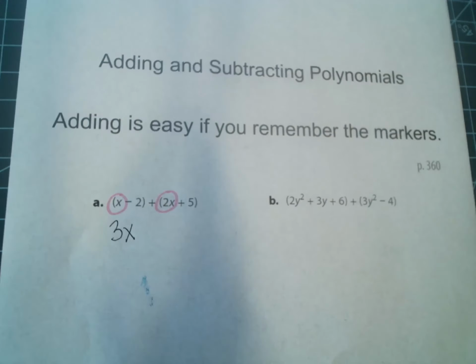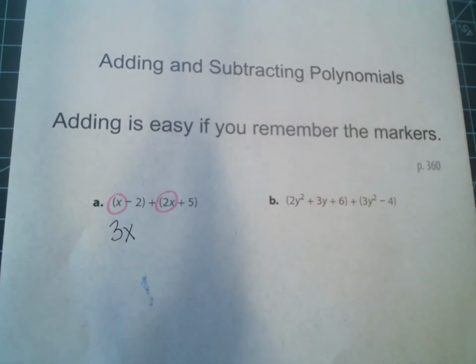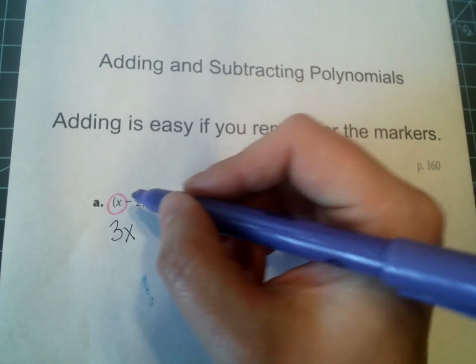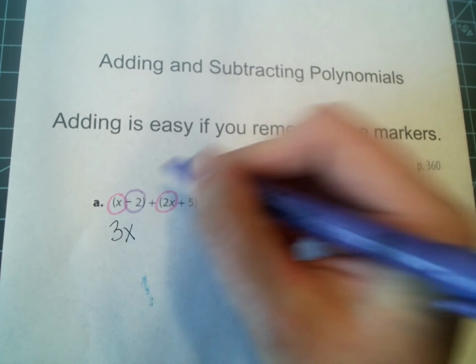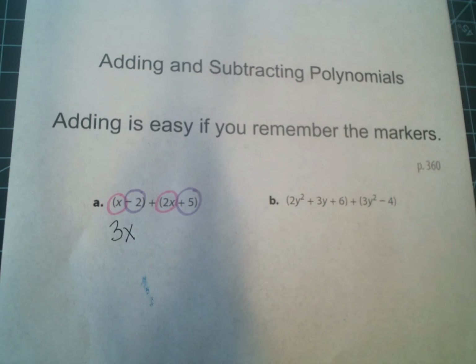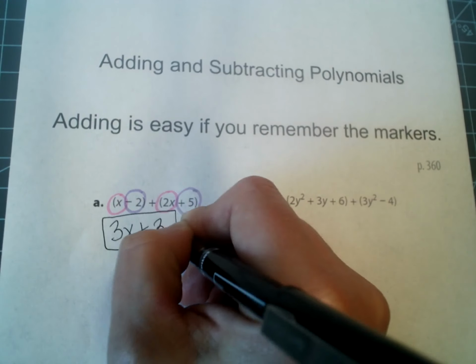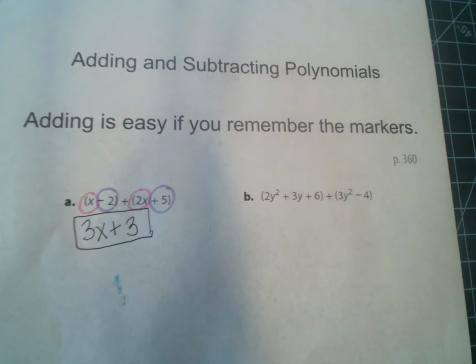Now for the second piece, we have the 2 constant terms. So we'll have negative 2 plus 5. Negative 2 plus 5 gives us positive 3. We're going to do the same thing for part B. We're going to pick out the terms that are like and combine those together.